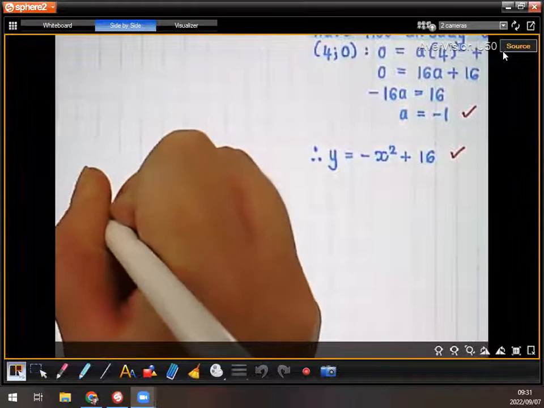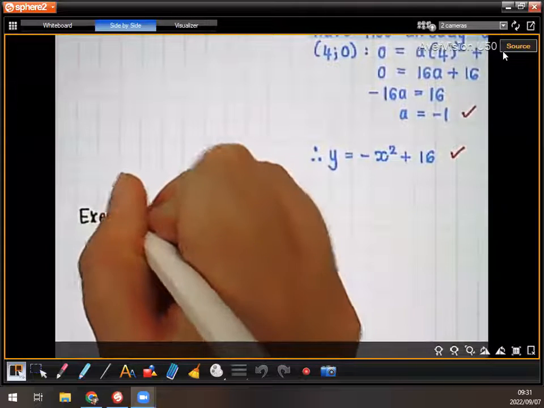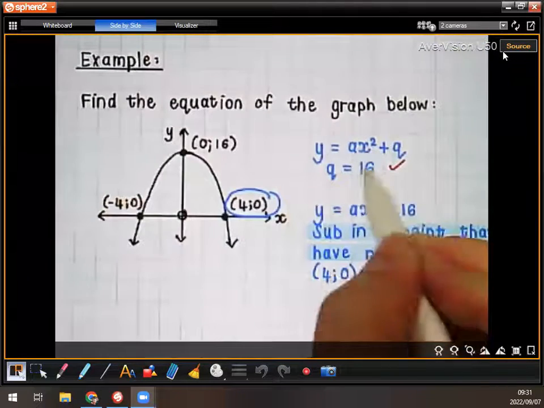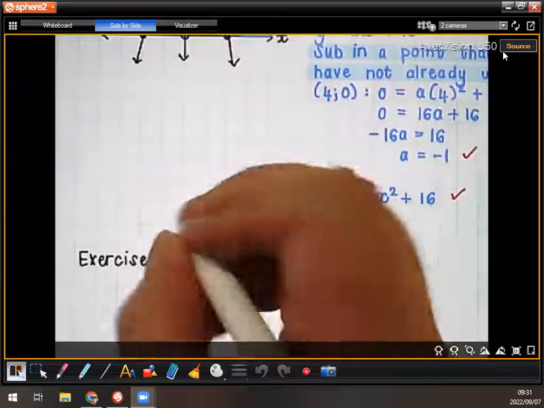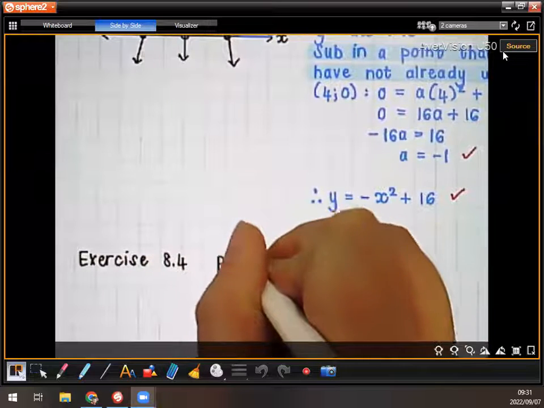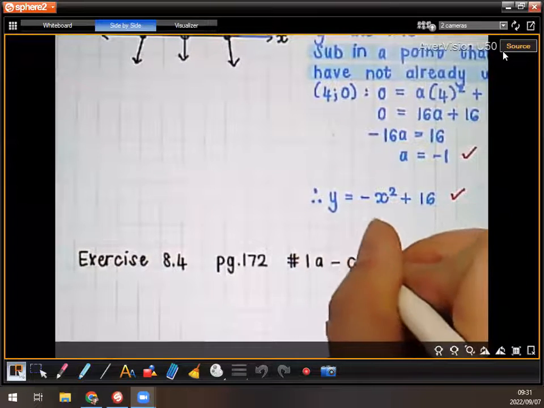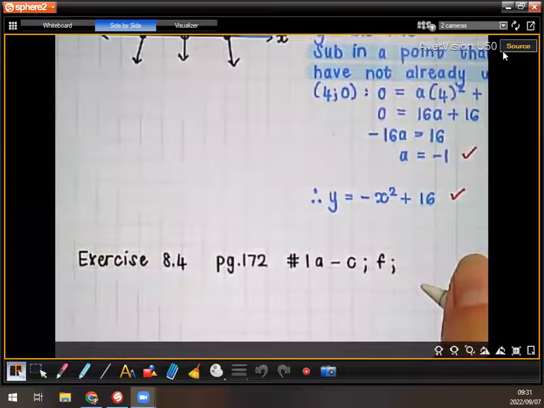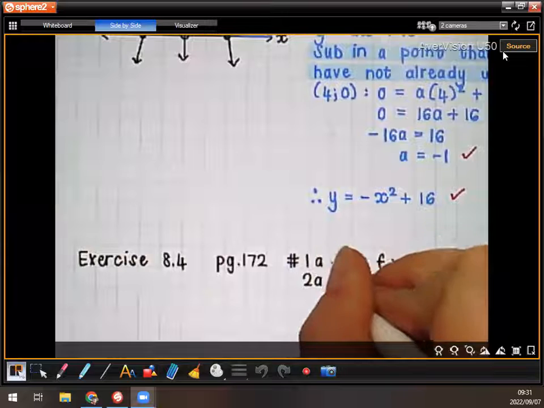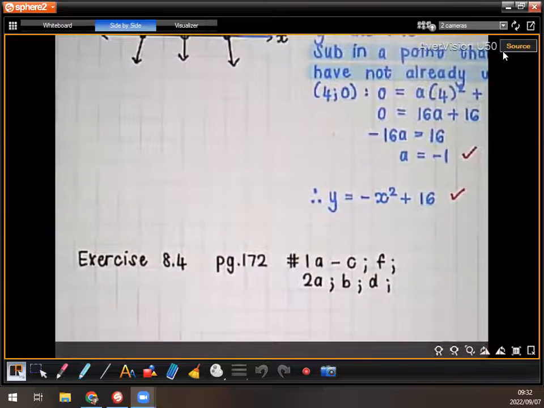So, exercise 8.4, page 117. Guys, this looks like a lot, but each question is just one graph. They're not super complicated, and you still have half an hour.